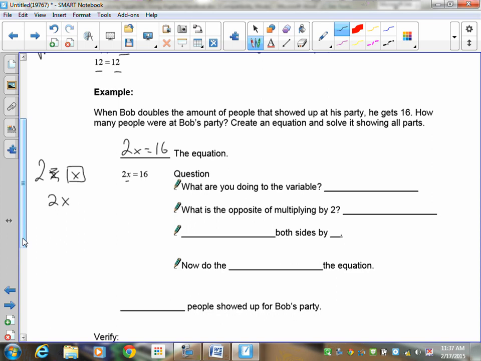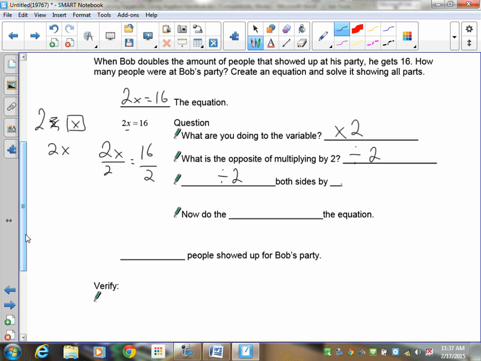I need to know what I'm doing to the variable. I'm multiplying by 2. What's the opposite of multiplying by 2? I'm going to divide by 2. So I need to divide both sides by 2. So I've got 2x over 2 is equal to 16 over 2. Now 2 divided by 2 is 1. 16 divided by 2 is 8. So that means x is equal to 8. So 8 people showed up for Bob's party initially.